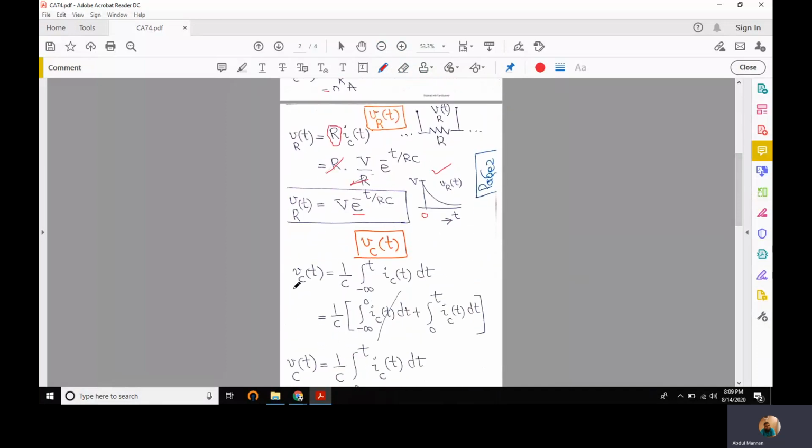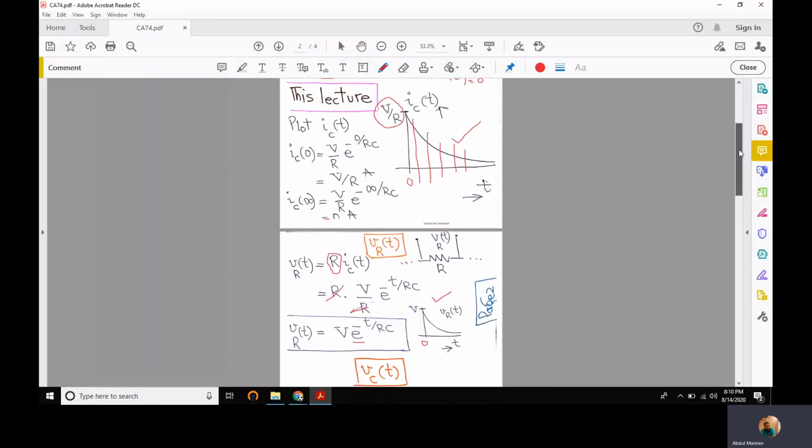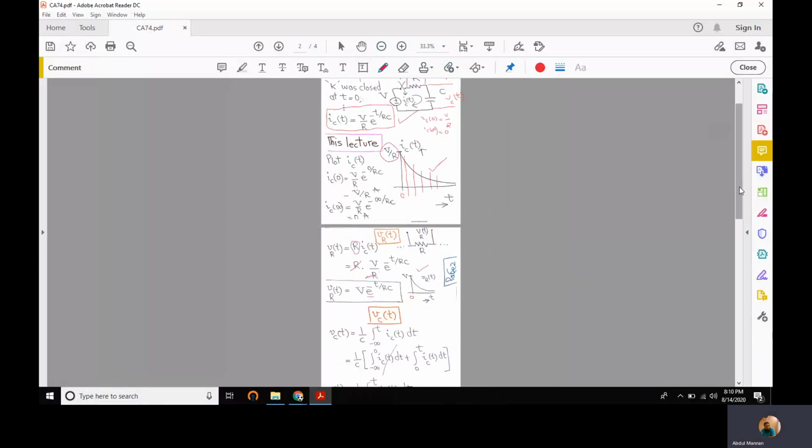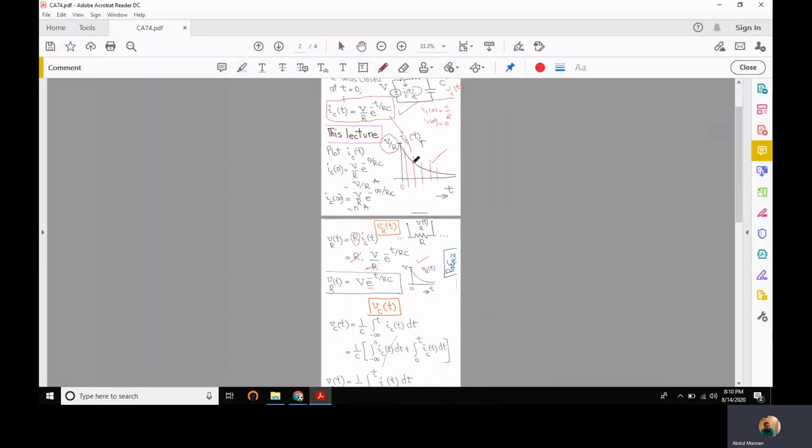Right, this is the formula we studied a couple of lectures before. VC of t is 1 over C integral from minus infinity to t, and we have to integrate IC of t. This is the formula that we already know, and we know the expression for IC of t we studied in the last lecture. So what we have to do is just plug this IC of t here.